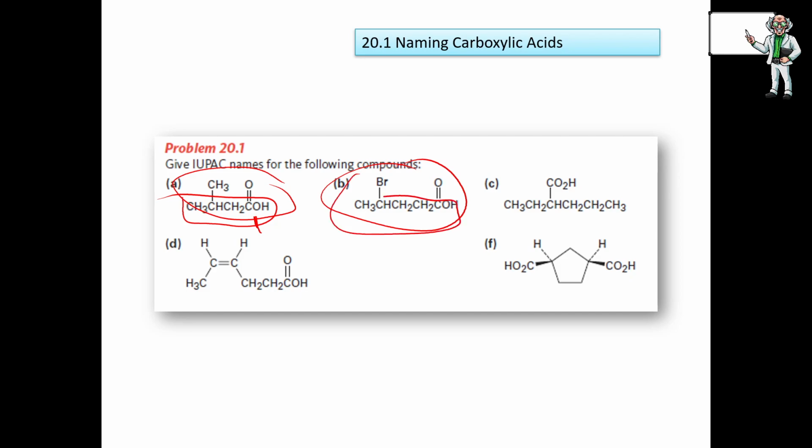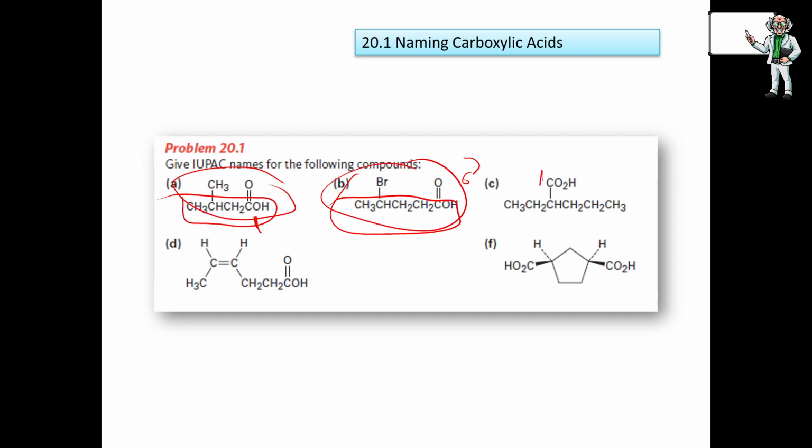Next one, the main chain will be 1, 2, 3, 4, 5, a pentanoic acid. The bromine is in position 4, because remember, we start counting from where the carboxylic acid is. This will be a 4-bromo pentanoic acid.